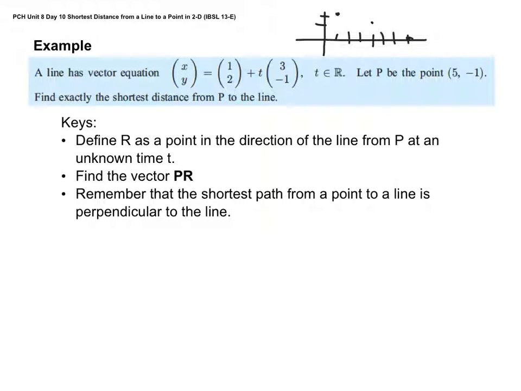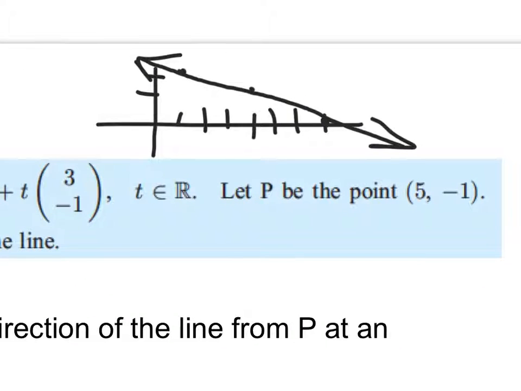And we can see here, this is the line that we're talking about. Well, point P is the point (5, negative 1). 1, 2, 3, 4, 5, negative 1 is right here. So what we need to do is find this point, we often use R, this point R that will make PR perpendicular to the line.